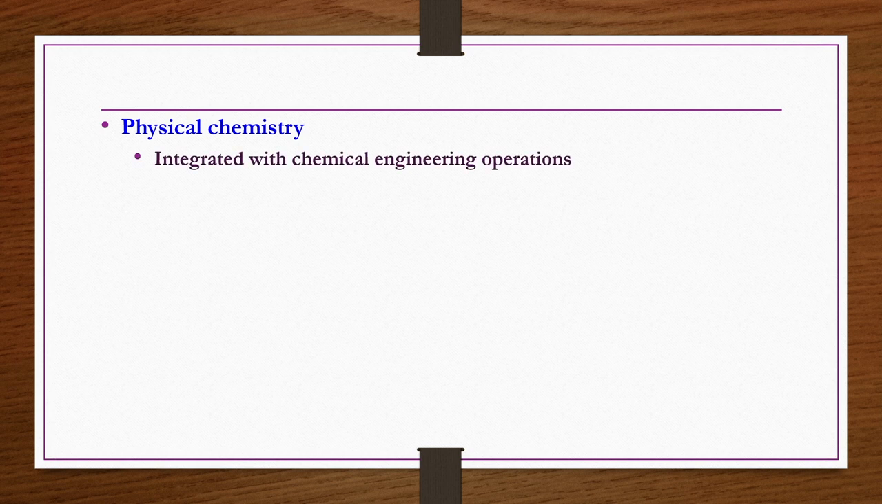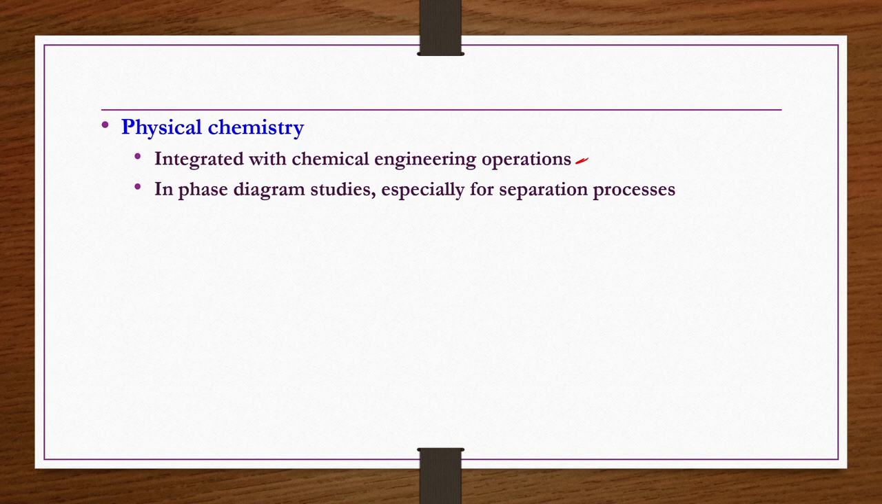Then physical chemistry, it is integrated with chemical engineering operations obviously, and it is especially useful in phase diagrams for separation processes. It involves the use of chemical kinetics and catalysis, etc.